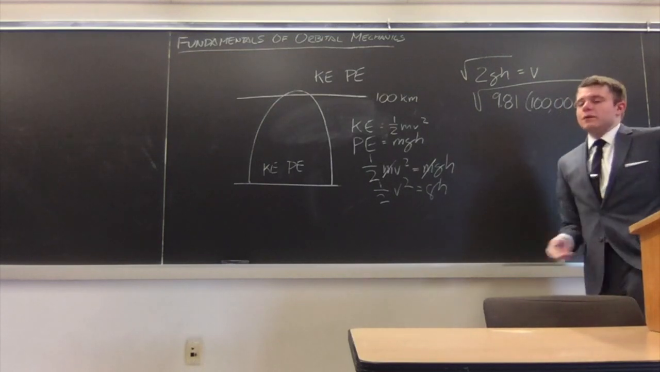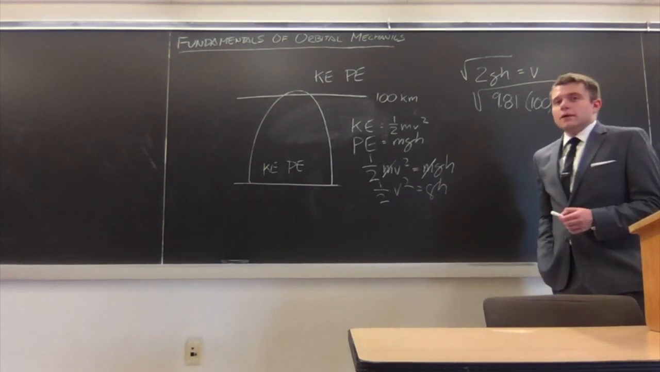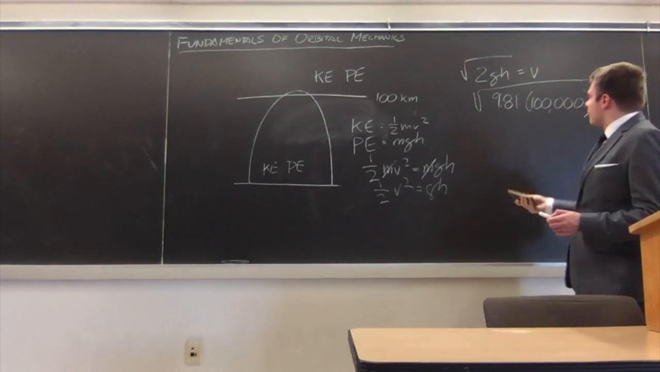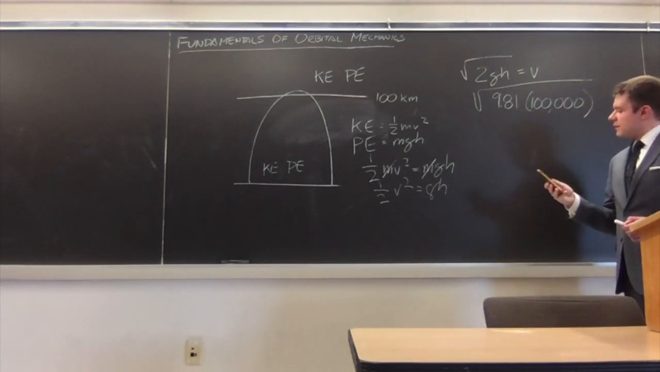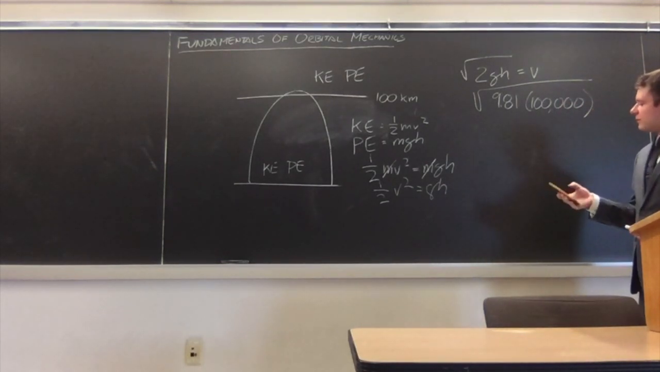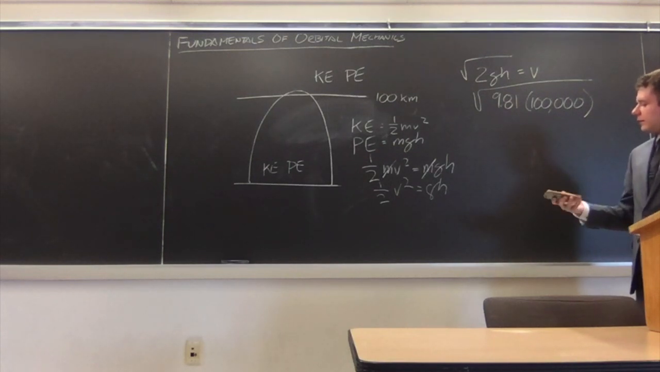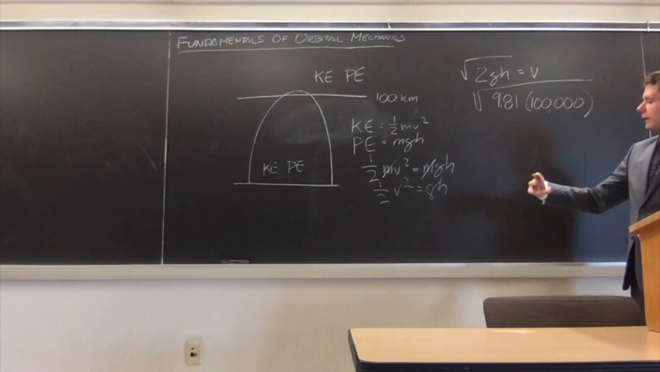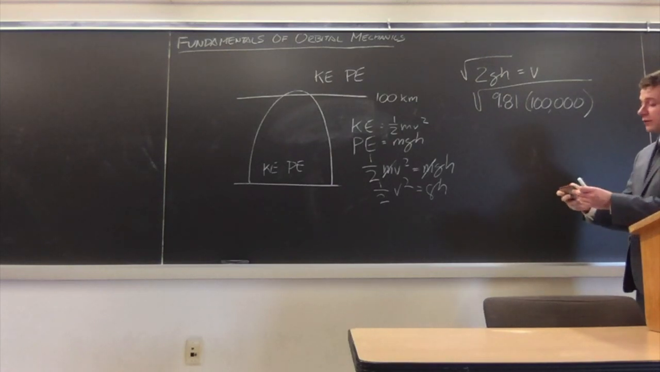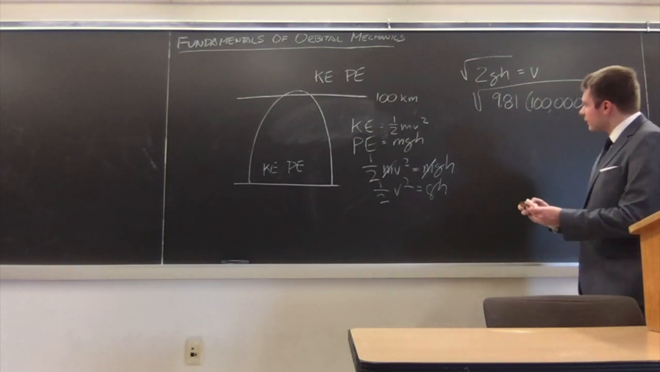Now, I don't have a calculator immediately on me, so I'm going to have to pull one out. But you can, of course, calculate this. What's the square root of 2 times 9.81 times 100,000? I should have bought an actual calculator for this lecture series, but we're going to play with this.